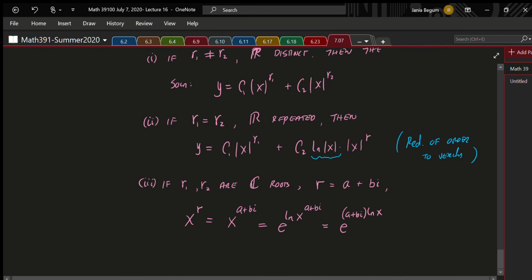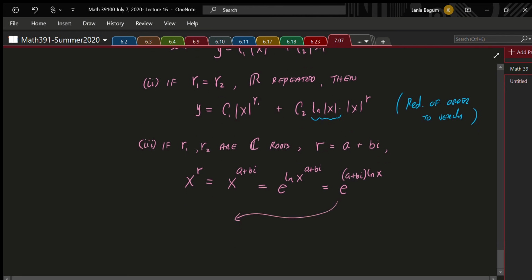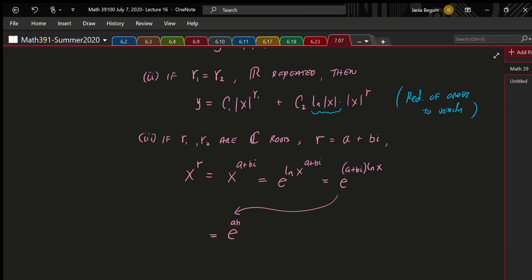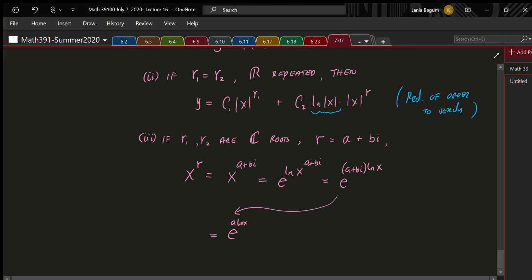So let's see. You have e to the a ln of x plus bi ln of x. And then again, using laws of exponent, I can separate these. So this is e to the a ln of x times e to the bi ln of x.